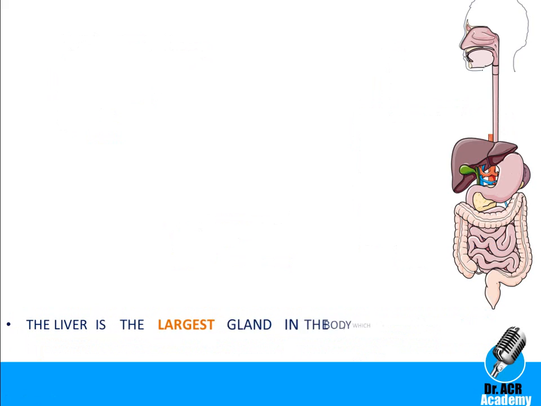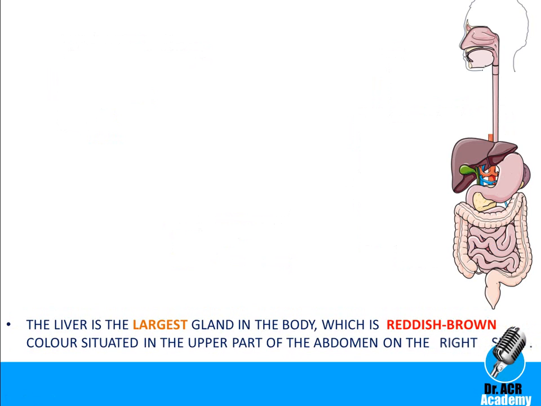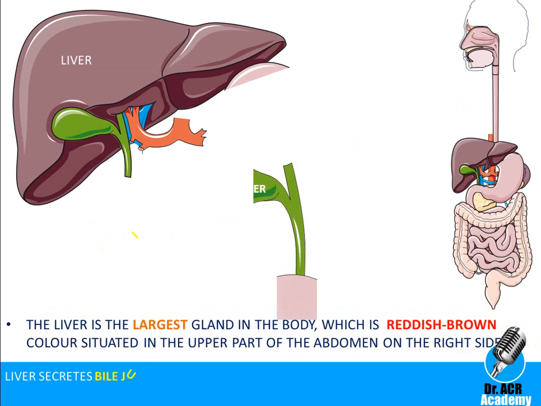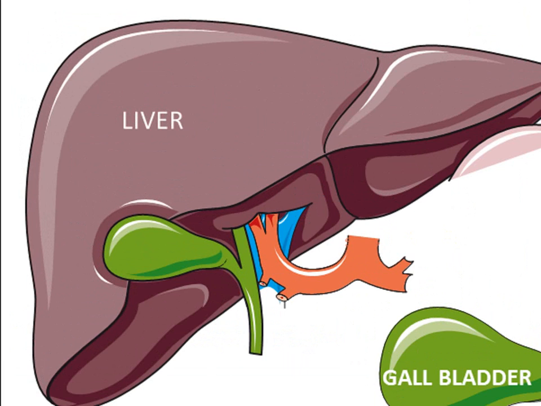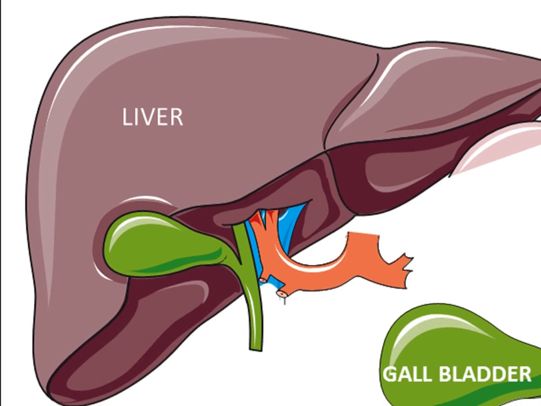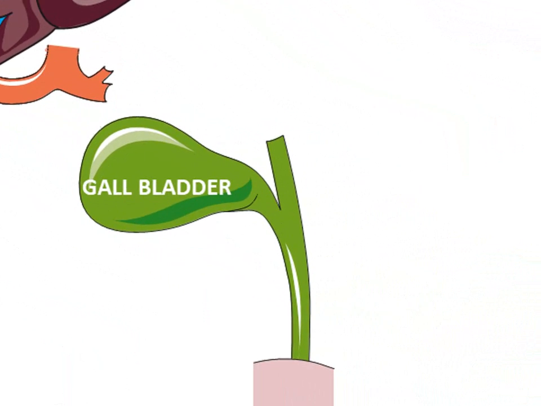The liver is the largest gland in the body, which is reddish brown in color, situated in the upper part of the abdomen on the right side. The liver secretes bile juice that is stored in a sac called the gallbladder. The bile plays an important role in the digestion of fats.